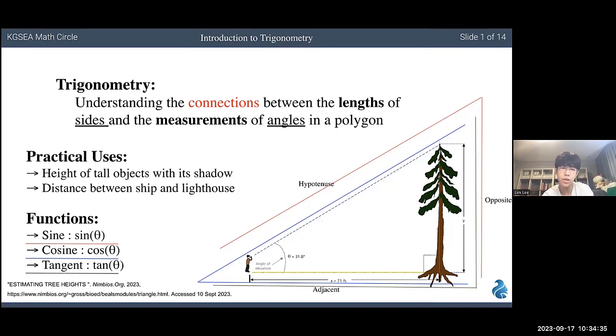It's evident that these ratios depend solely on the magnitude of the angle theta formed by the adjacent side and the hypotenuse. And additionally, there's some useful information to note here: tangent theta is equal to sine theta over cosine theta.